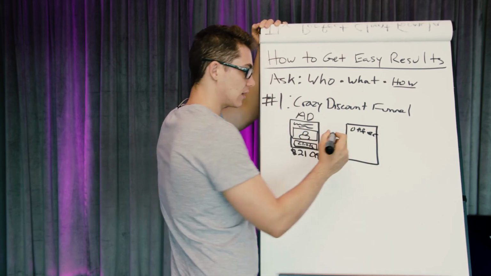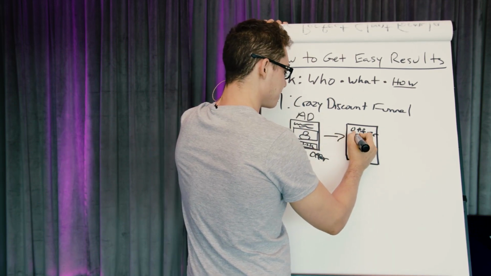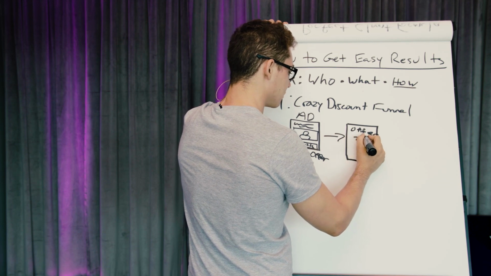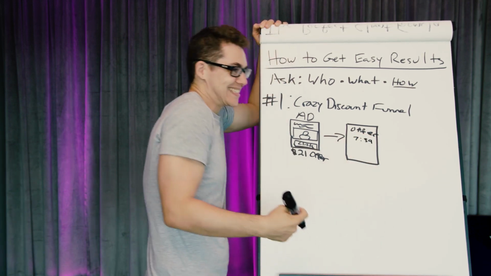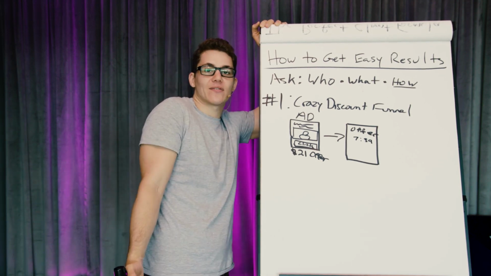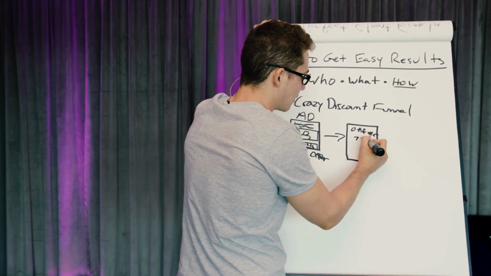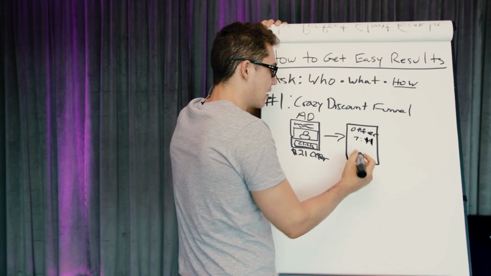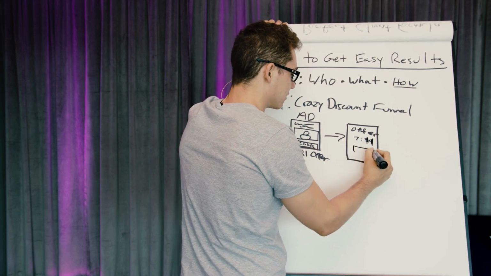I generally like to put a countdown timer. I'll usually put it at like 7 minutes and 11 seconds. I call it the 7-11 timer. So I put it at 7 minutes, 11 seconds, and then I have a button.